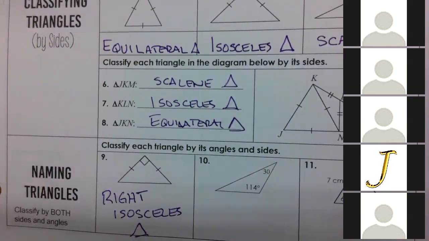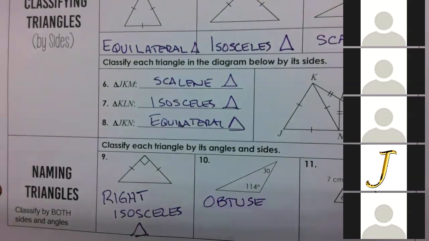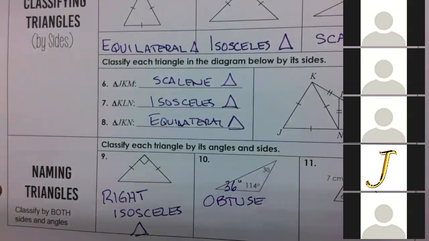What about number 10? How about the angle first? It's an obtuse. That part's easy. How do we do the sides? There's no sides given. We call it scalene. What do you know about the three angles in a triangle? Yeah, they add up to 180. So if this is 144 so far, then this angle here must be 36 degrees. What does that tell you?